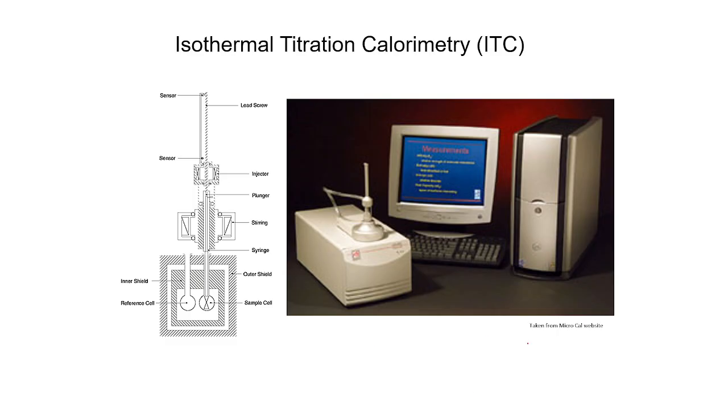Now this is an elaborative view of your ITC, where you have the sensor, then the lead screw, and here is the place where you inject your sample, followed by a plunger which helps the sample to go in. Then the stirring process goes on. Then you have the syringe. The outer shield is an adiabatic environment, and then you have the sample cell, the reference cell, and the inner shield. This is important. This maintains delta T equal to 0.